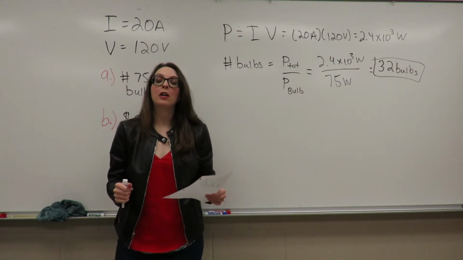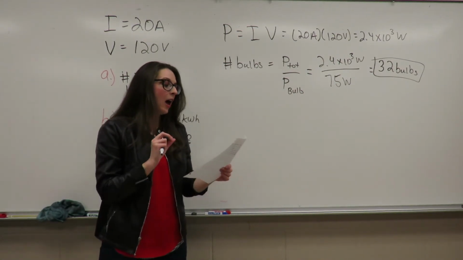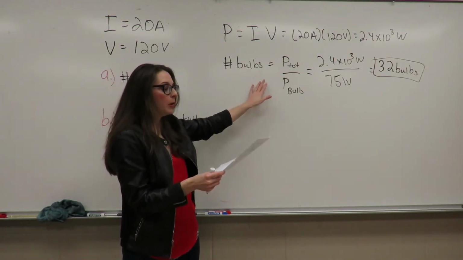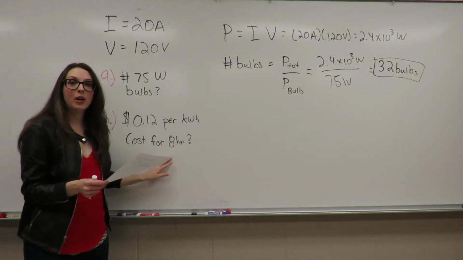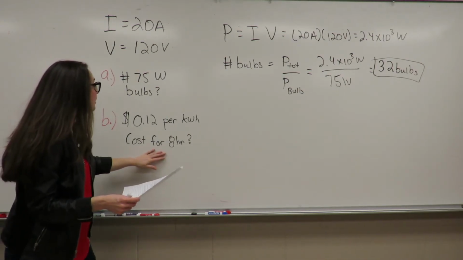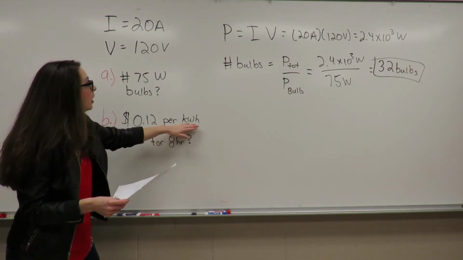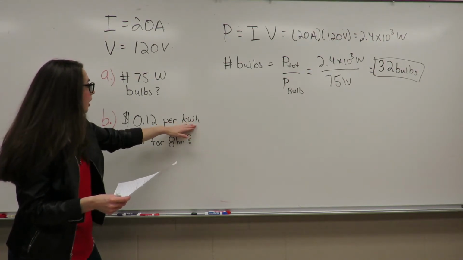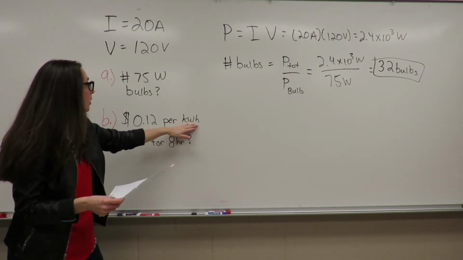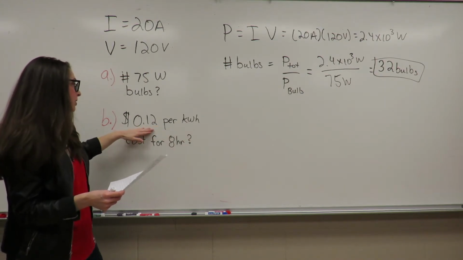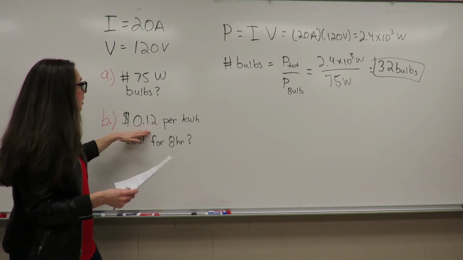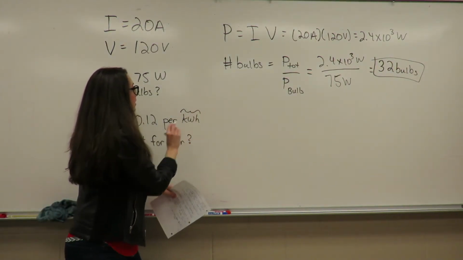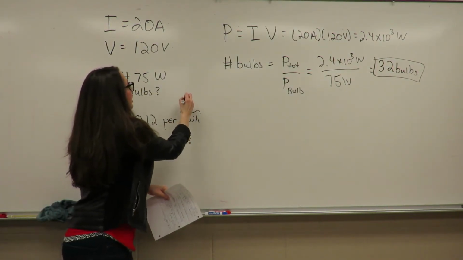Now for the second part of our problem, we want to find how much it costs to operate these 32 bulbs for 8 hours. And we're also told that per kilowatt hour, which is an energy usage number, we're charged 12 cents, or $0.12, per kilowatt hour. So this is an energy rating.